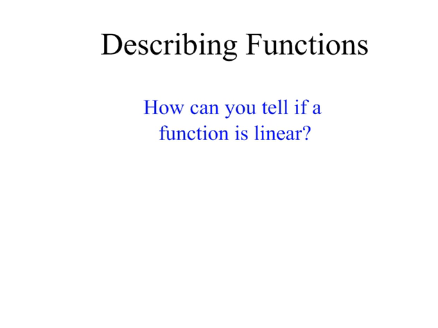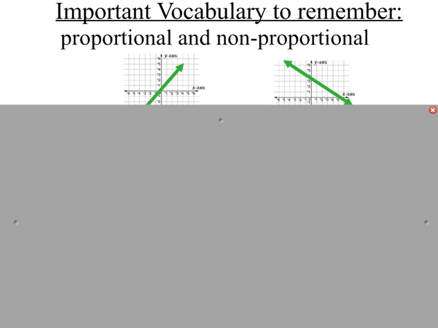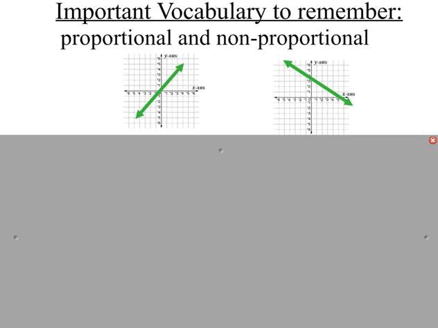Describing functions. How can you tell if a function is linear? Well, let's review a few things before we get started. Some important vocabulary: proportional and non-proportional. We need to remember that when a linear function is proportional, it goes through the origin.